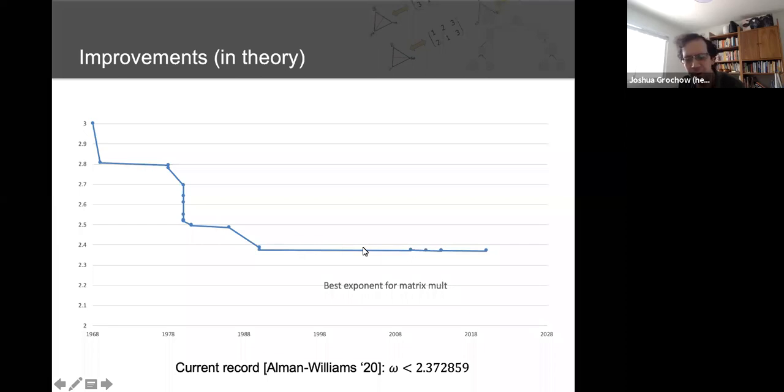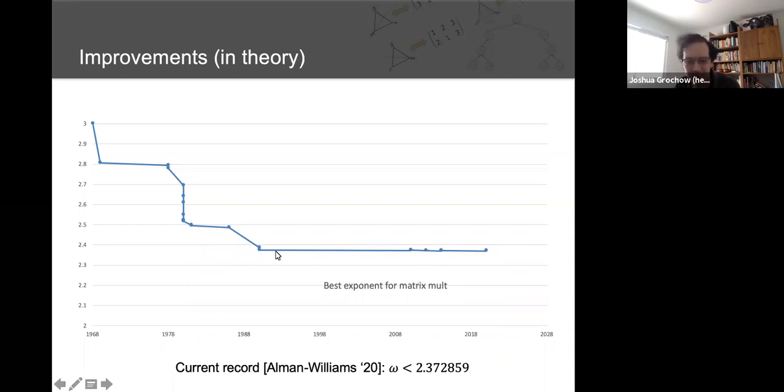And then there was a long period of time where nothing was happening. And then we got these very slight improvements in the last decade or so, culminating with a new paper just this year by Josh Alman and Virginia Vassilevska Williams, saying that omega is at most 2.372859.